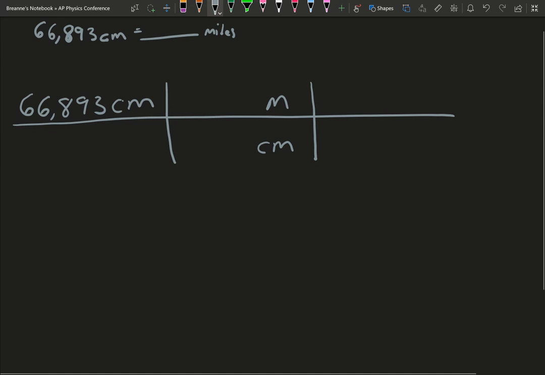And that's just dealing with a little bit of metrics. So hopefully you know that for 1 meter, that's 100 centimeters. Since we have a centimeter on top, a centimeter on bottom, they cancel out. But we don't want meters, we want miles. So again, meters is going to go down to the bottom, so I can cancel out, but I want miles.